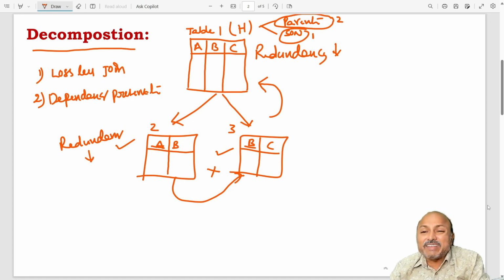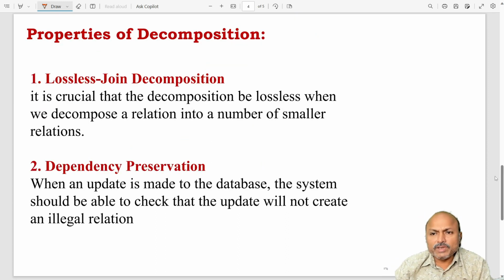That means you are maintaining the same dependency between the attributes after decomposition also. That is the second property. So these are the two properties. Am I right? One is lossless join, where there is no loss of information. Another one is maintaining the same dependency. These are the two properties.